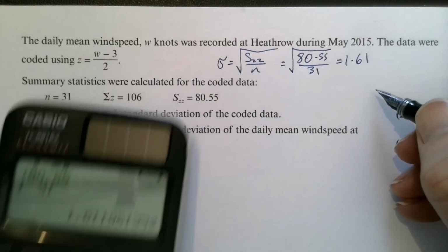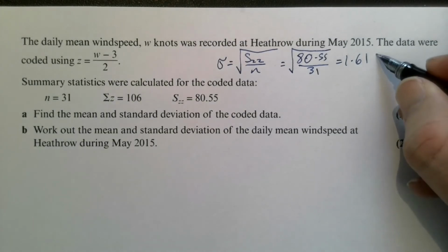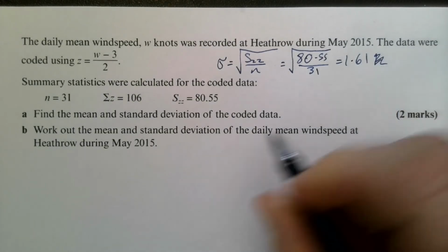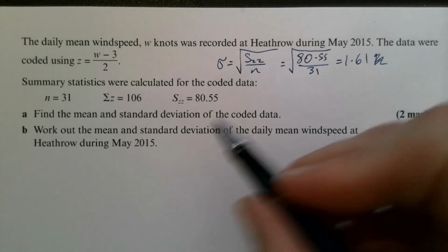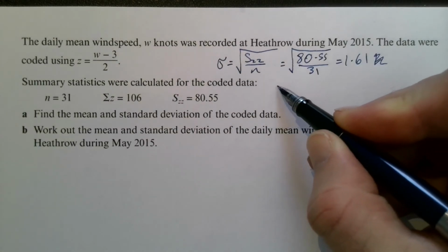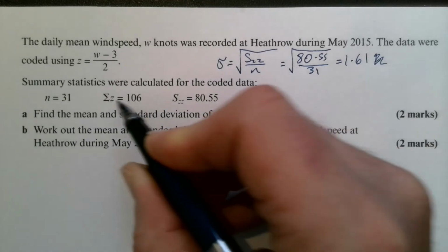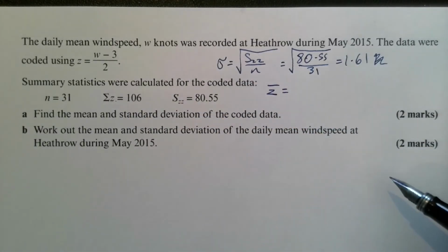So to 3 significant figures, that would be 1.61. What are our units? This is talking about wind speed, isn't it? No, this is being coded, so there's no units that you need to give on it at that point. The other thing was the mean. Yeah, that's a bit easier to find actually anyway, isn't it? So the mean of the coded data, so the code's got that letter Z on it, so it's going to be Z bar.